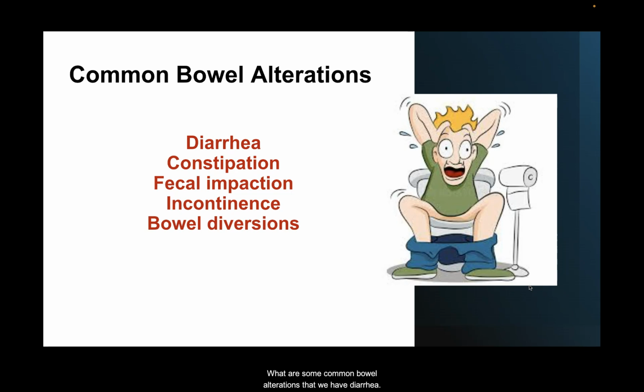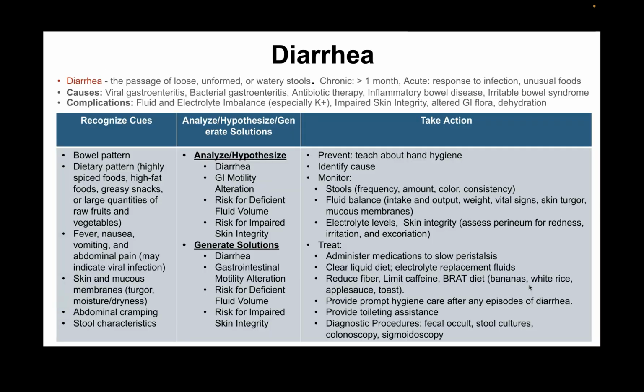What are some common bowel alterations? We have diarrhea, we have constipation, which can lead to fecal impaction, then you have incontinence, and then we have bowel diversions, similar to urinary diversions. So let's talk about diarrhea. That's basically loose, unformed, watery stools.